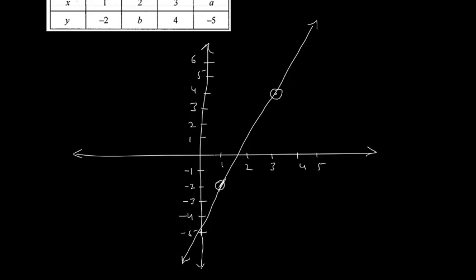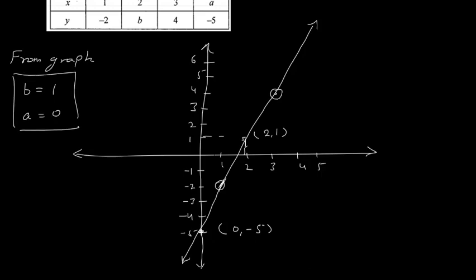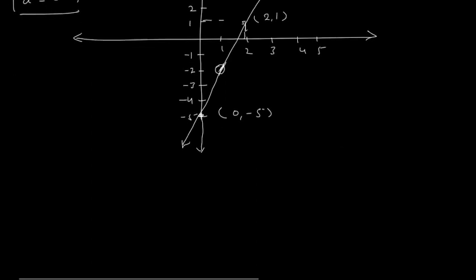Now from this graph you can easily identify that when x is equal to 2, the value of y is 1. So when x is 2, y is 1, and when y is minus 5, x is 0. So 0 comma minus 5. So I will say that from the graph the value of b is 1 and the value of a is 0. So b is 1 and a is 0. This is the solution. Seventh problem.